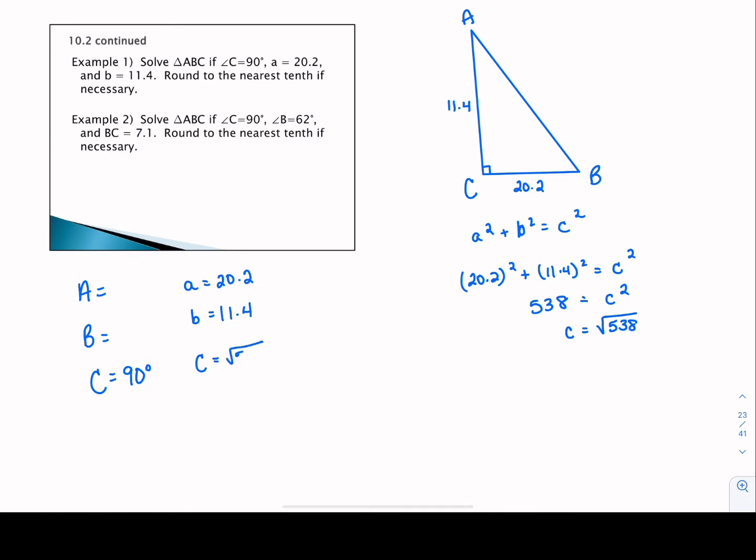But when we're talking about measurements, sometimes it's a really good idea to compare that side length to the other sides and make sure that, for example, the longest side is across from the longest angle. So if you approximate that, we get roughly 23.2 when we type that into our calculators. So it's definitely the longest side, and it's opposite the 90-degree angle. So far, things are looking pretty good.